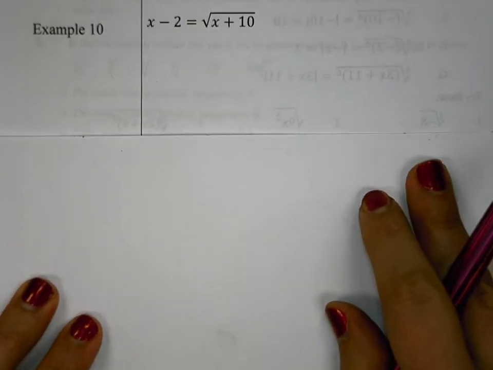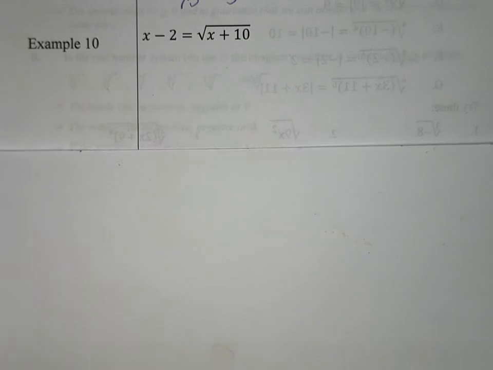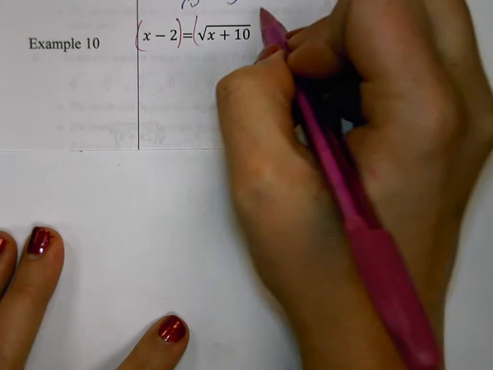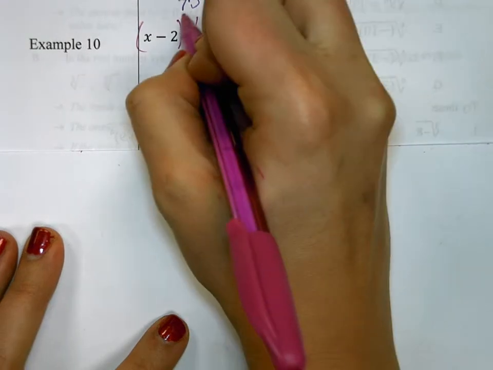Example 10. We have x minus 2 equals the square root of x plus 10. So my square root term is by itself, so I want to get rid of it. Even though it's on the other side, we're still going to do the same thing. So we raise both sides to the second power.